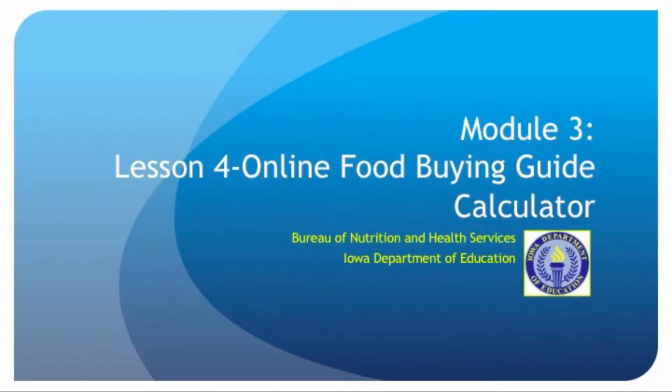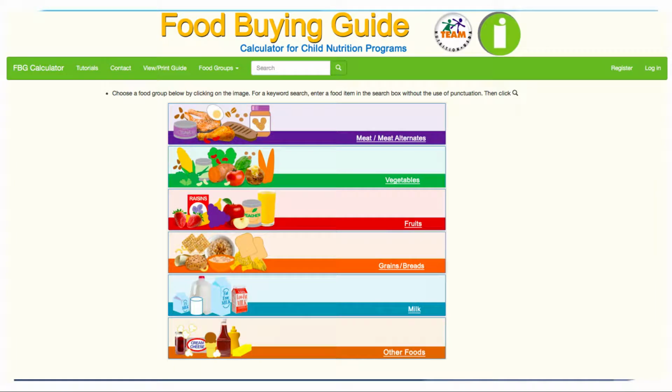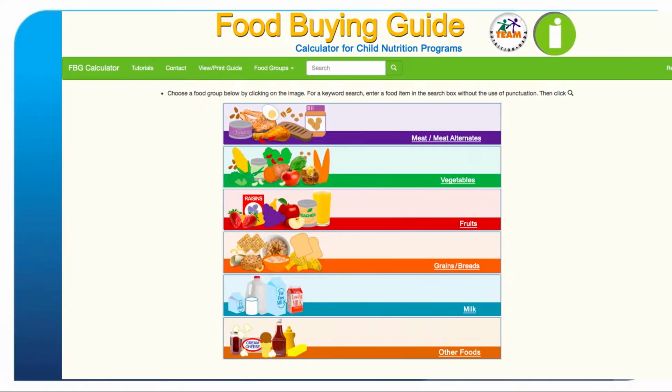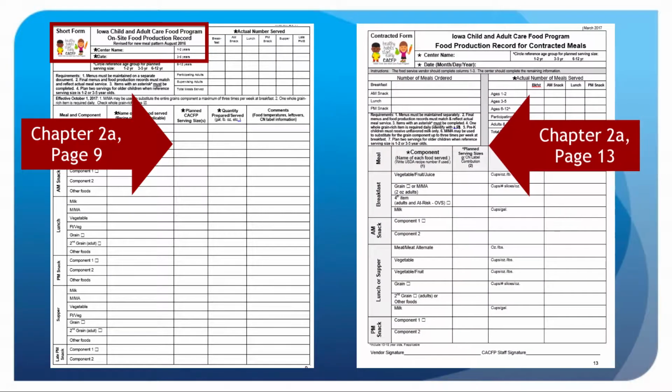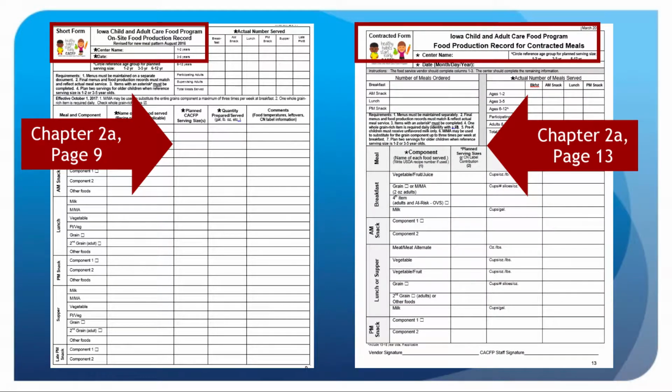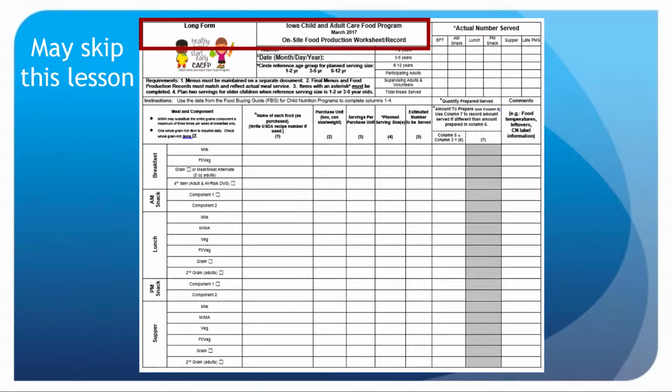Welcome to Module 3, Lesson 4, that introduces the online food buying guide calculator for child nutrition programs. The calculator may be used for any USDA child nutrition program, including CACFP. This lesson will explain how to use the food buying guide calculator to complete the CACFP Food Production Record short form or Food Production Record for contracted meals. Operations that use the long form may skip this lesson.